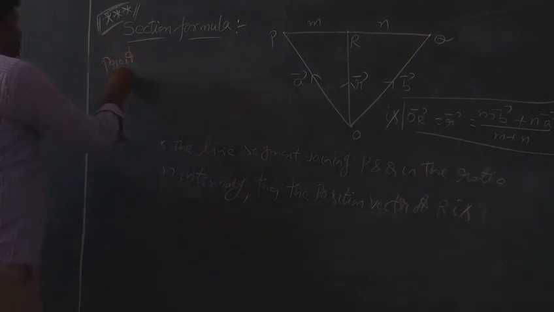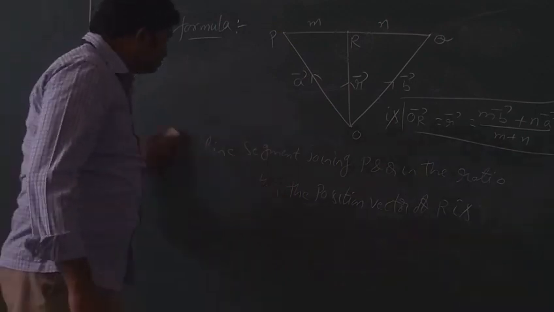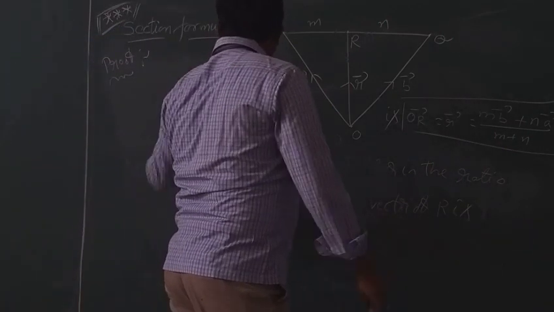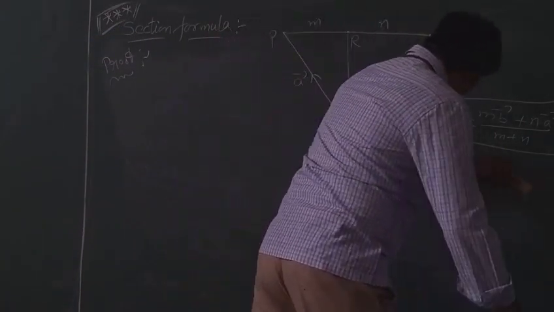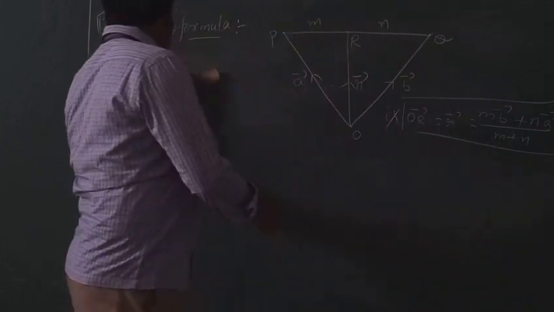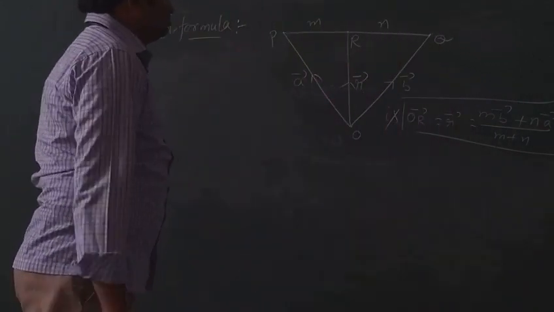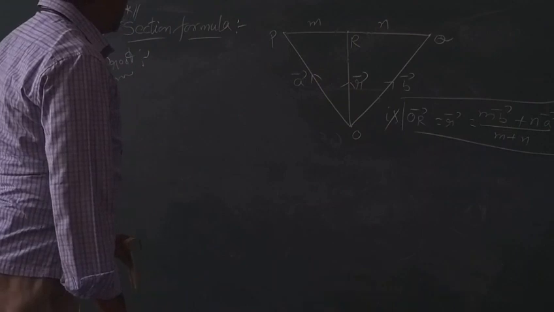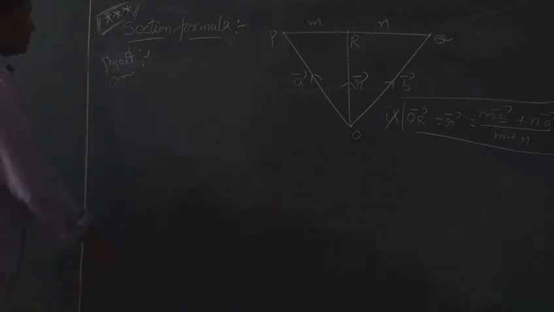Next, proof. This derivation is also important. Many times it is repeated in the annual exam, and the application is important for entrance exams. First, the proof. Given information, let us write the given data.